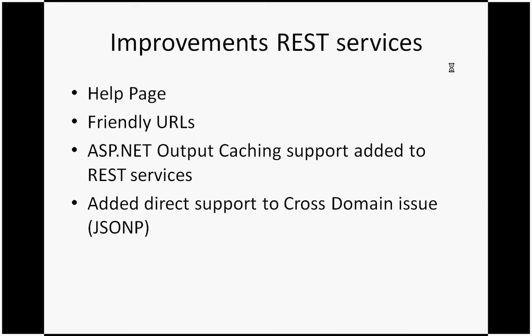Another thing is we have direct support for the cross-domain issue. That means you can make your existing service JSON-P supportive. In 4.0, it's just a simple setting. In web.config, you need to turn on a setting. It automatically makes your existing REST-based service a JSON-P service.